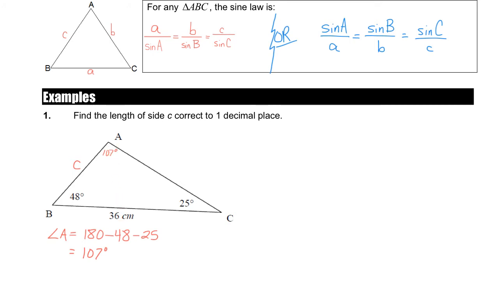Now I can use the sine law. The way I do this is first I set up my unknown. So my unknown is side length c. It matches with angle C, so I'll start with that. So I have c over sine 25. Then I need to set that equal to another ratio. I've got my side length on the top, so the other side length that I know is 36, and that pairs up with sine of 107. So I have c over sine 25 equals 36 over sine 107.